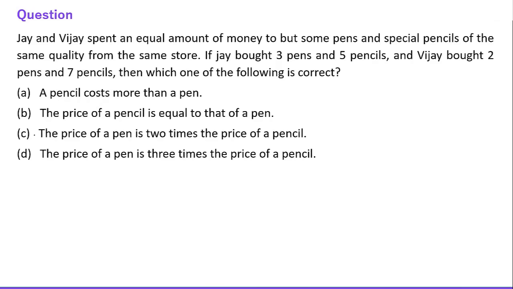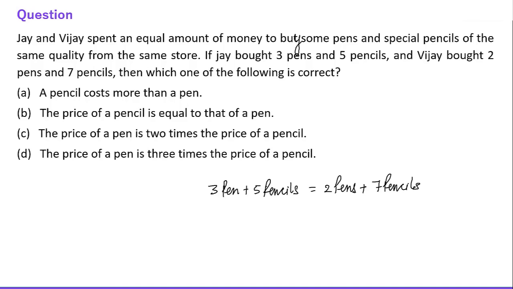Next question is saying, Jay and Vijay spent an equal amount of money to buy some pens and pencils of the same quality from the same store. If Jay bought 3 pens plus 5 pencils and Vijay bought 2 pens and 7 pencils. So 2 pens and 7 pencils.